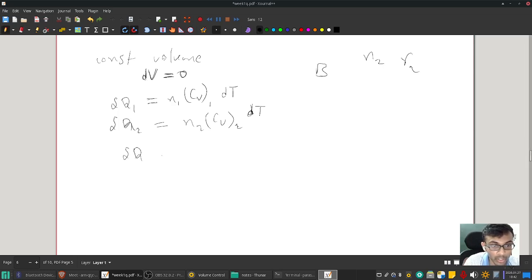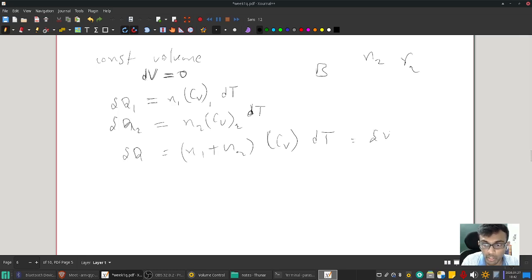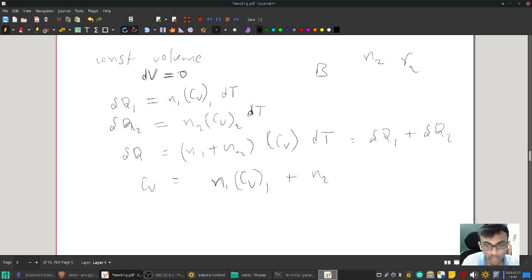Now, the heat absorbed by the full system would be the sum of these two, which we can write as (N1 plus N2) times some effective heat capacity CV, which we want to calculate, times delta T. So this has to be the sum of the above two quantities. Then we see that you have to take weighted specific heat capacities with the amount of substance, or the number of moles, here.